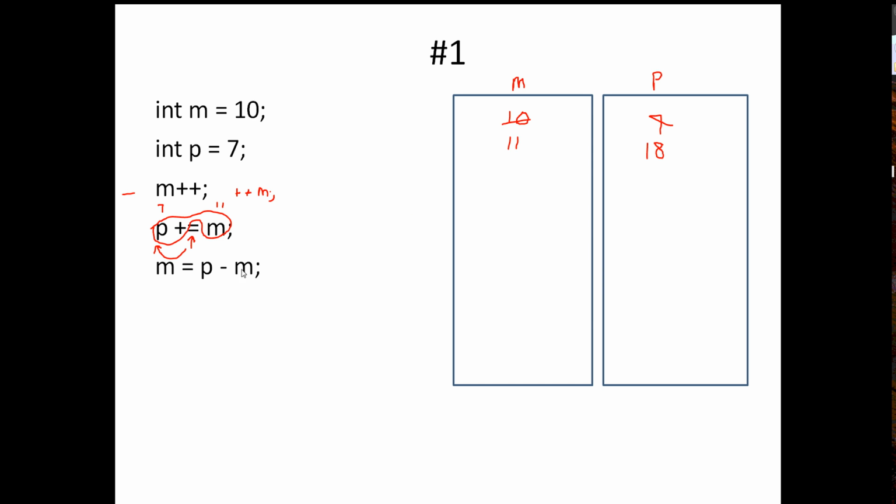The next one, M now is assigned the difference of P and M. And so P is 18, M is 11, so M is assigned 7.